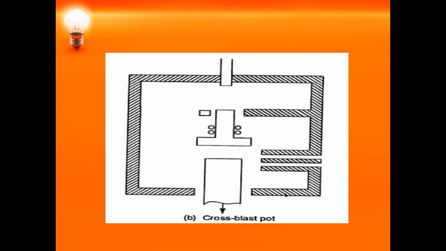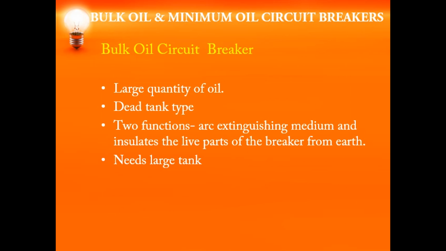Next, the last one. This is a cross blast double break oil circuit breaker. And the last one is the bulk oil and minimum oil circuit breaker. As the name indicates, in a bulk oil circuit breaker, a large quantity of oil is being used.